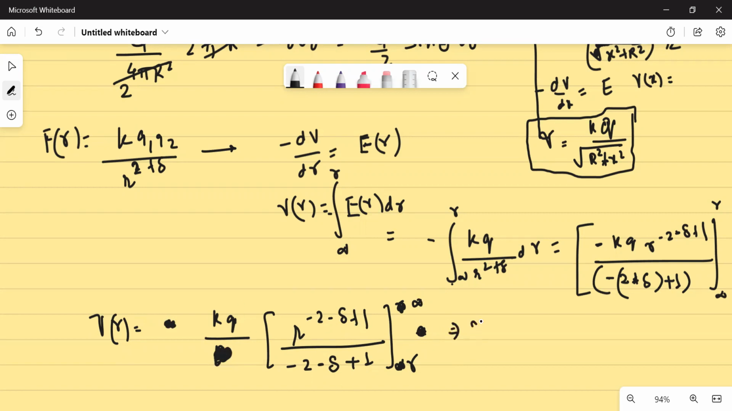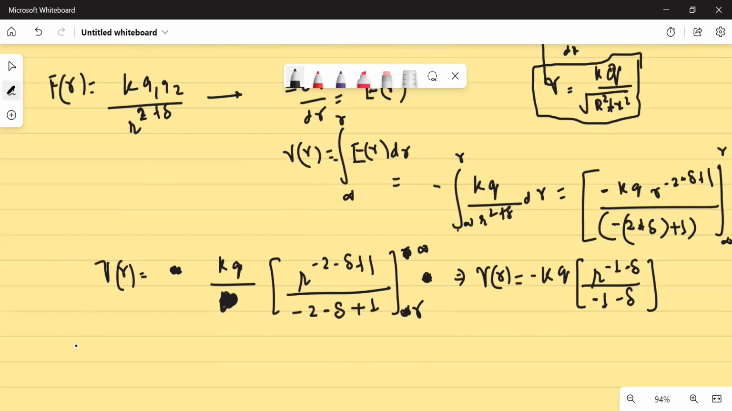Integration would be this. So V as a function of r would be equal to kq, and you take this infinity, you will have 0. If you take this r, this will be r to the power minus 1 minus delta divided by minus 1 minus delta, and because this is infinity, this will be 0, and minus minus again a minus. So overall, this is the potential as a function of r.